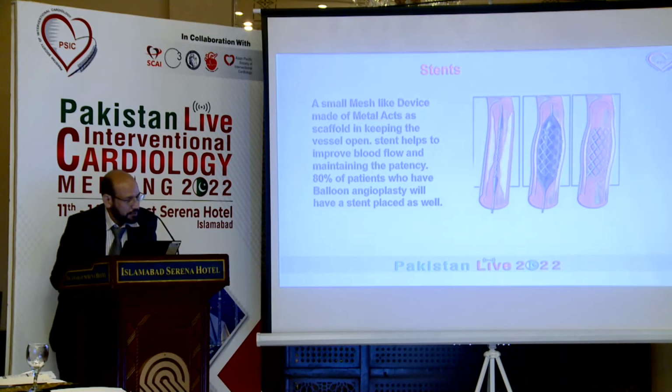What is a stent? A stent is a small mesh-like device made of metal that acts as a scaffold in keeping the vessel open. Stent helps to improve blood flow and maintain the patency. 80% of patients who have balloon angioplasty will have a stent placed as well.